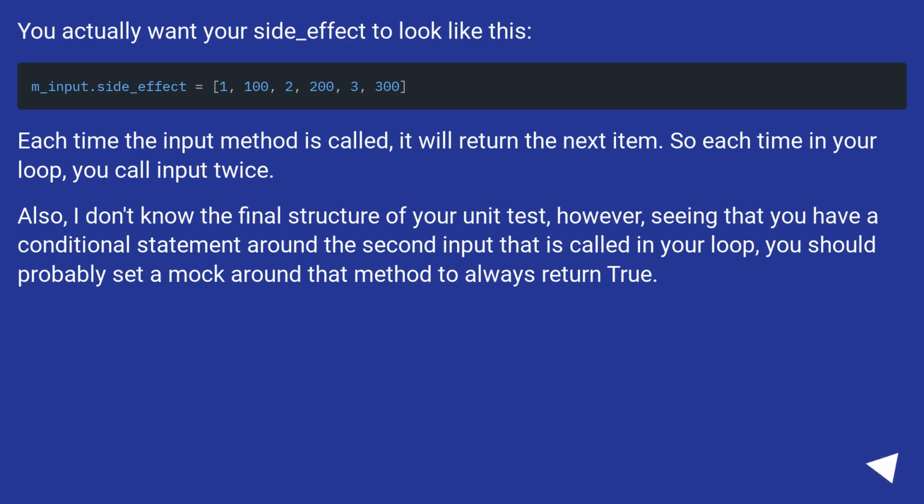You actually want your side_effect to look like this. Each time the input method is called, it will return the next item. So each time in your loop, you call input twice. Also, I don't know the final structure of your unit test. However, seeing that you have a conditional statement around the second input that is called in your loop, you should probably set a mock around that method to always return true.